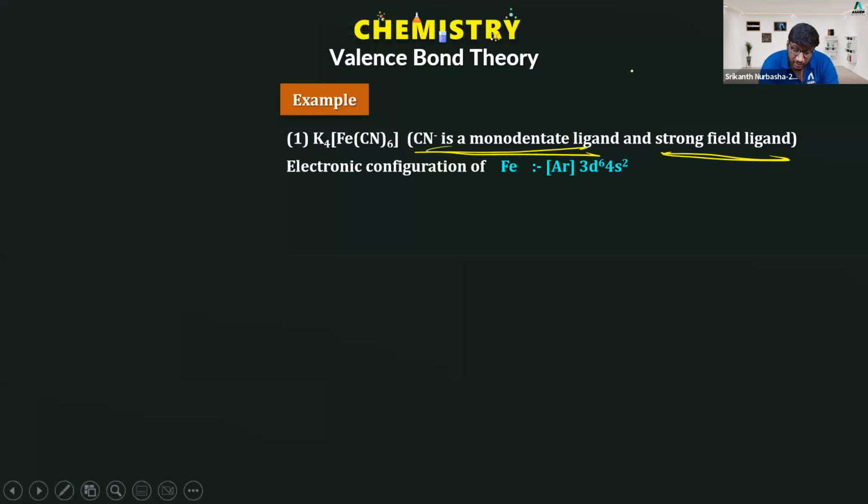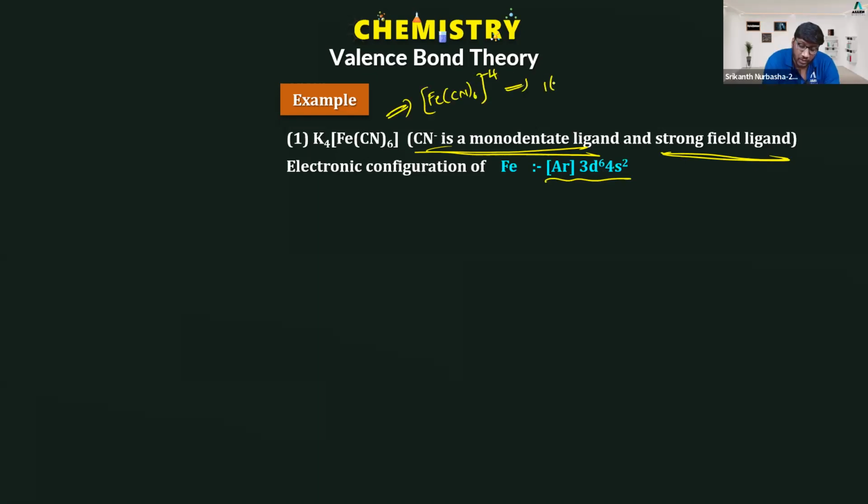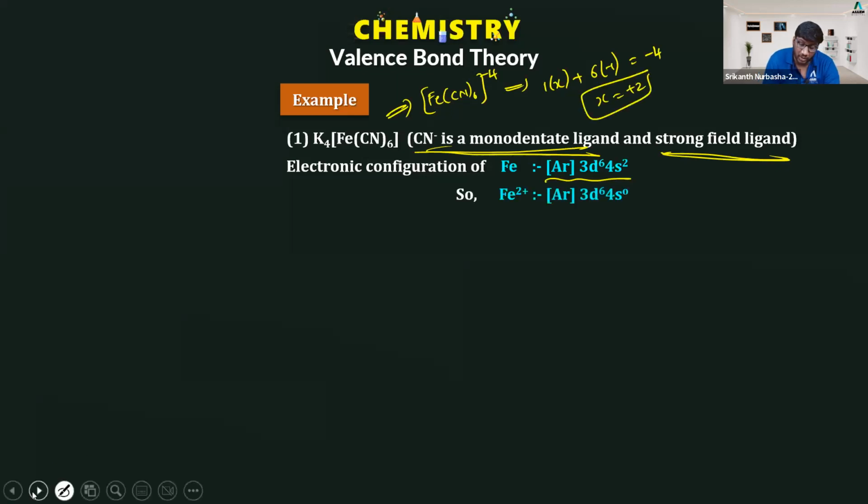Electronic configuration of iron: we know 26 is the atomic number. So argon 18, 18 plus 2 plus 6, 26. Argon 3d6 4s2, that is the electronic configuration of iron. The oxidation state of iron here: we have [Fe(CN)6] whole 4 minus ion, 1 iron so 1 into X, 6 cyanides, 6 into minus 1, that should be equal to minus 4. So X should be plus 2. So Fe is in plus 2, that means we have to remove 2 electrons.